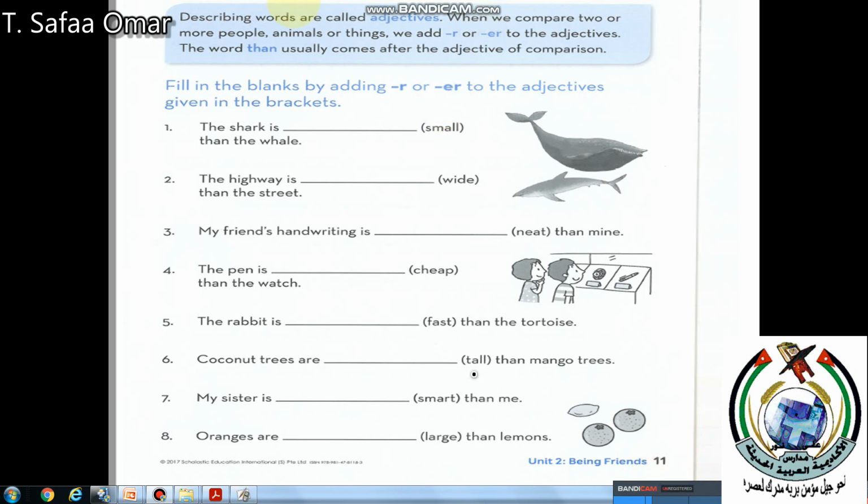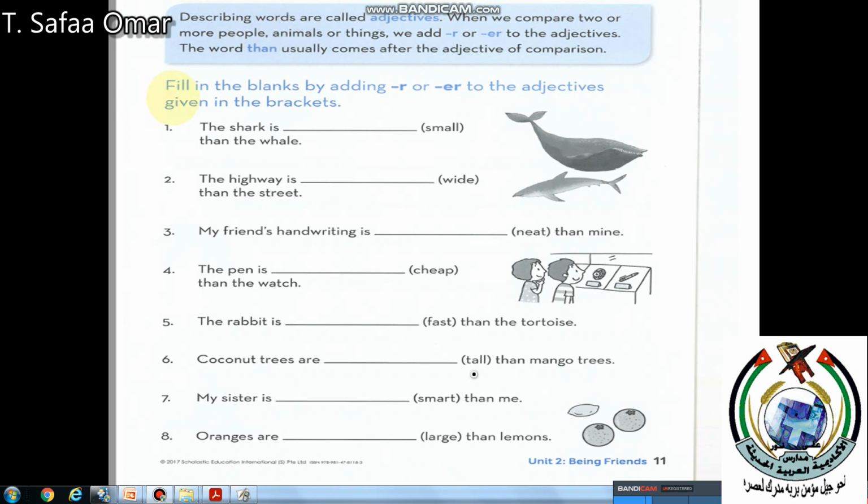Here we have the same rules when we are going to use describing words that we call adjectives. Describing words, كلمات الوصف, we call them adjectives. So we use them to compare between two people, two things, two animals. So we are going to add R or ER to the adjectives. Then we are going to add the word than.